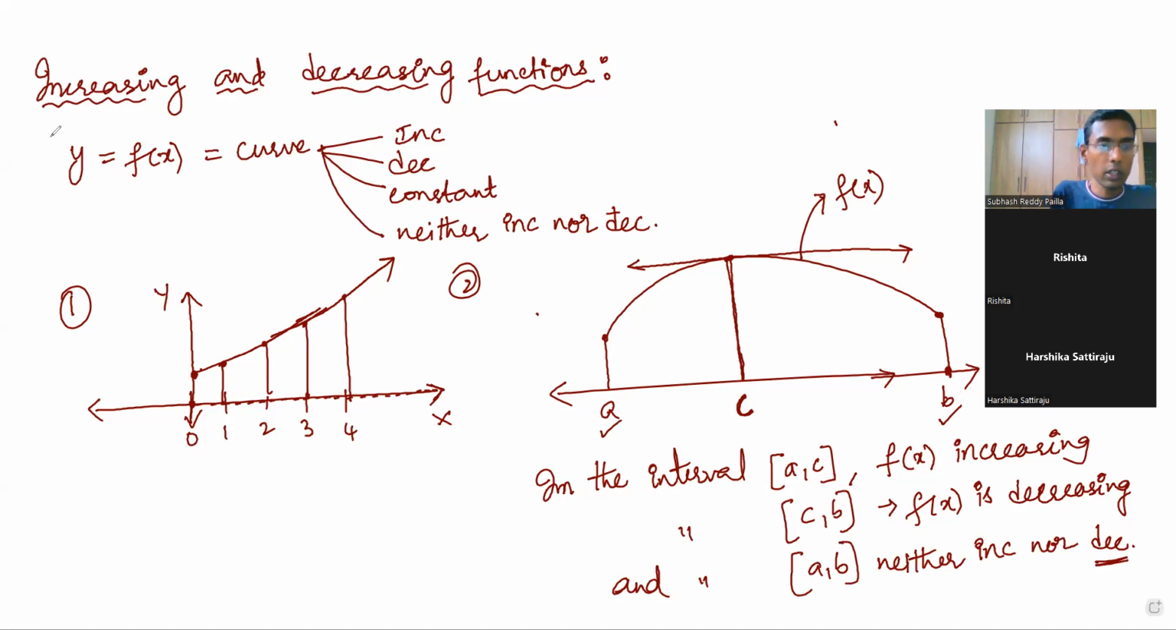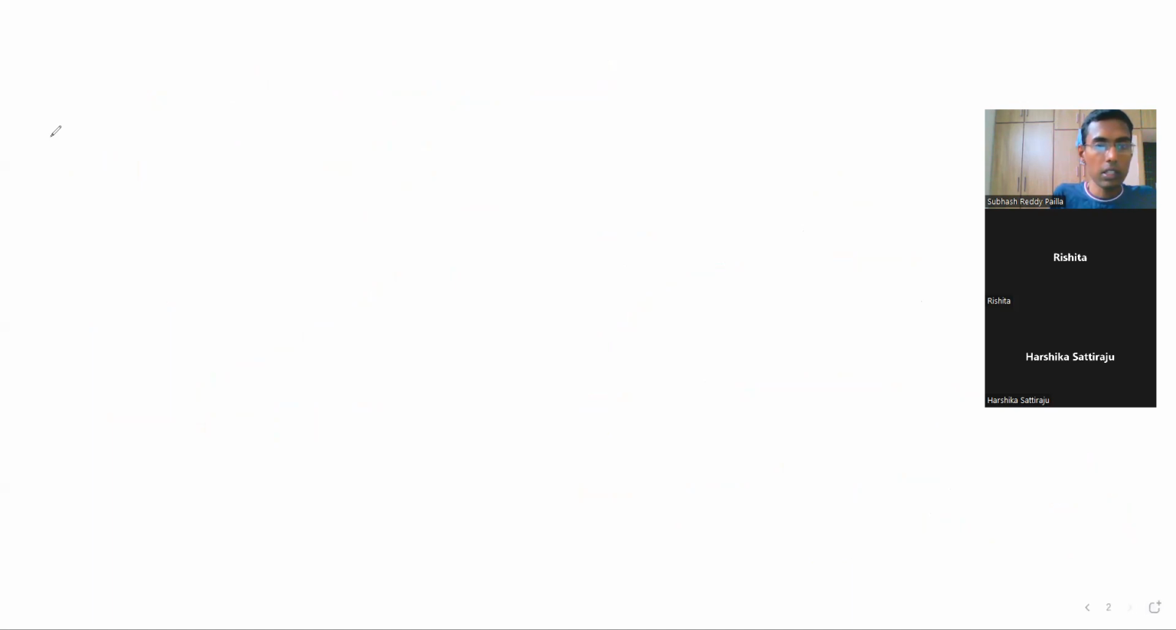So now I am taking one more curve. Let's say from A it is going like this, and then from here it is straight, parallel to the x-axis. I put an arrow here, and from here it is going like this. You understand?